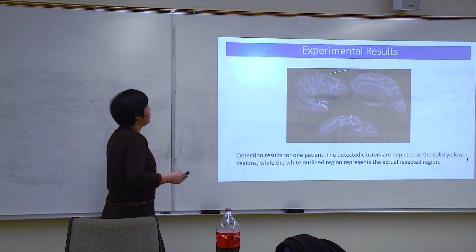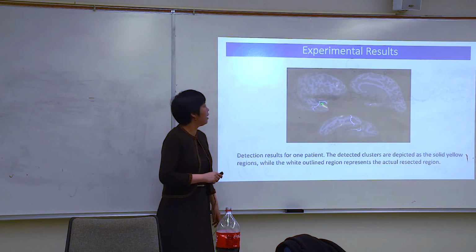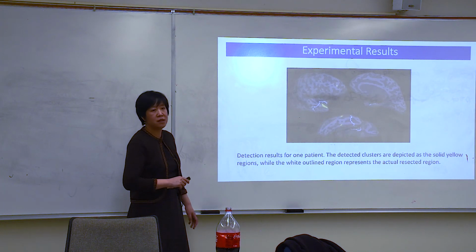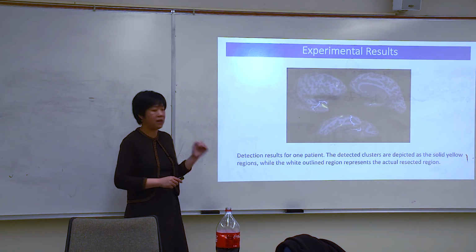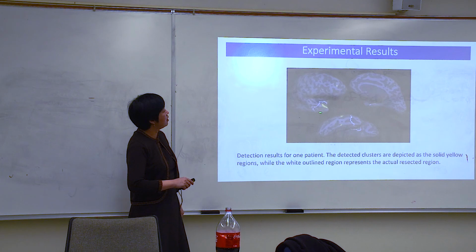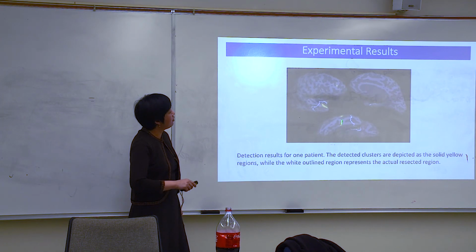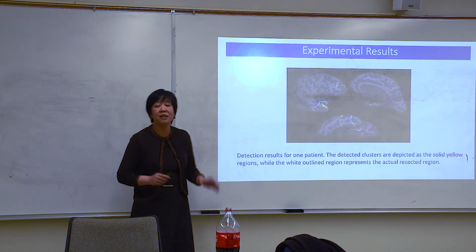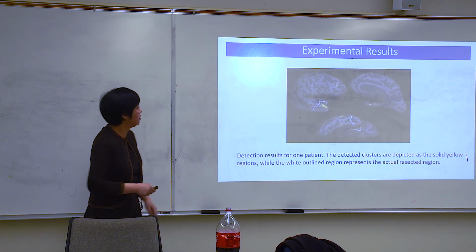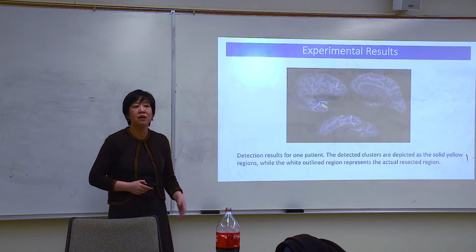Here is one of the results from working on one brain. This is an image from the three sides of the brain. This is the resection area, and the yellow ones are the detected region. We do have some false alarms outside, but not that many, just a few of them. So they are happy with this kind of result.